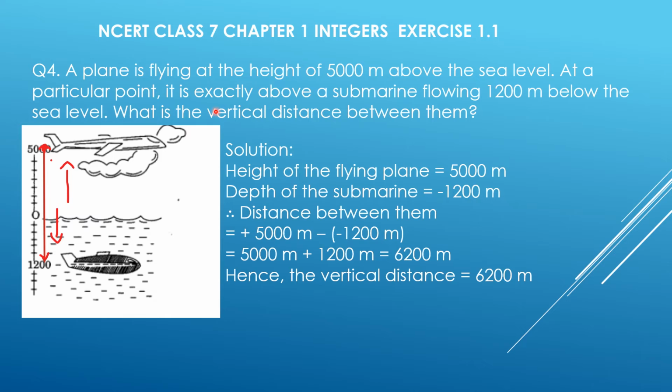Question number 4. A plane is flying at the height of 5000 meters above the sea level. At a particular point, it is exactly above a submarine floating 1200 meters below the sea level. What is the vertical distance between them? Just refer to the diagram. So from the sea level, the plane is flying at the height of 5000 meters above the sea level, and a submarine is floating 1200 meters below the sea level. That means it is floating at a distance of minus 1200 meters below the sea level.